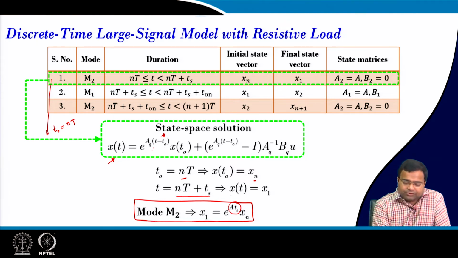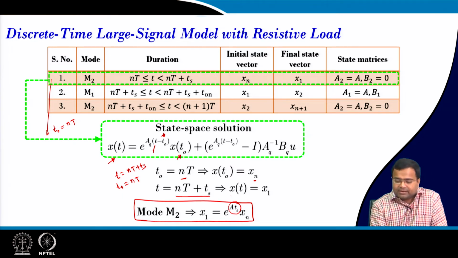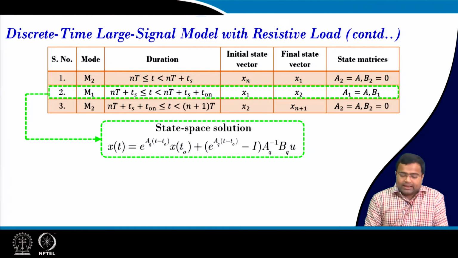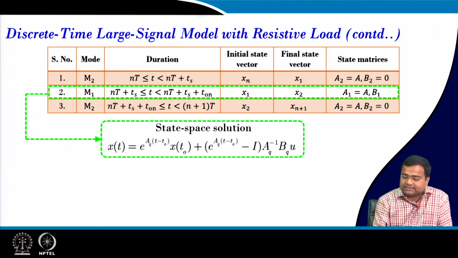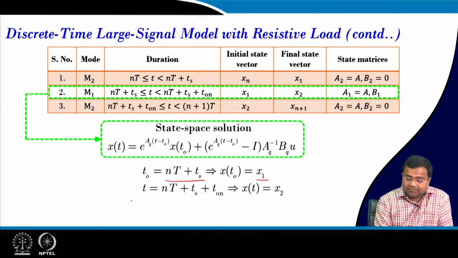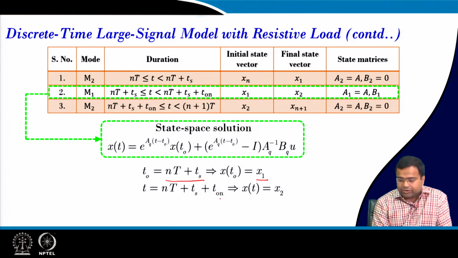If you substitute the total T, what is the total T? T equal to nT plus Ts and T0 equal to nT. So, then the difference is Ts. This one will be Xn that we have defined, and since B2 is 0, it will be simply this solution. Next, for the next mode, again you substitute. Here what is the initial time? It is nT plus Ts, and the state is X1, and the final time is nT plus Ts plus T1.